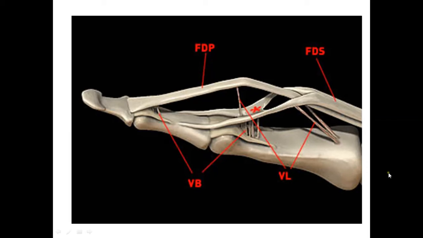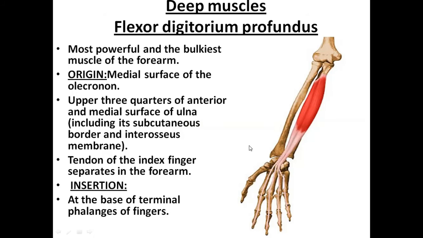This is again a picture that shows the division of the tendon of the flexor digitorum superficialis into two at the base of the proximal phalanx, and then they attach on the middle of the shaft of the lateral side of the middle phalanx, and they allow the passage of the tendon of the flexor digitorum profundus. They attach to the bone by the small ligamentous cords that are called the vincula longa and the vincula brevia.